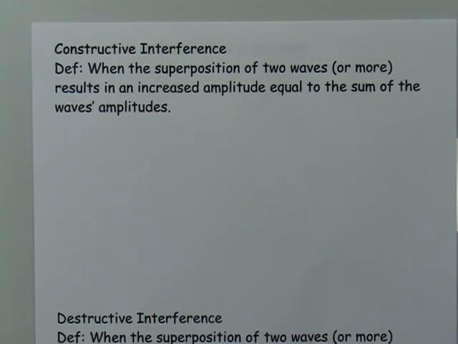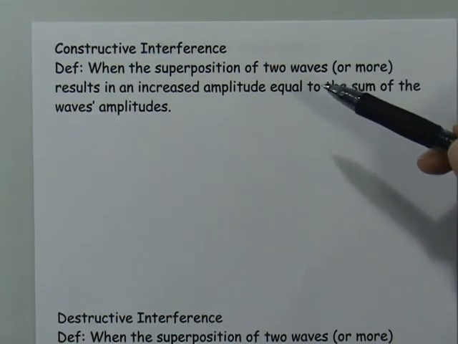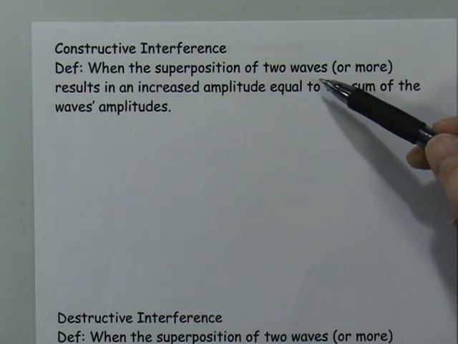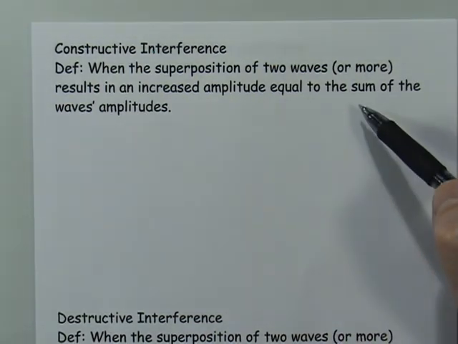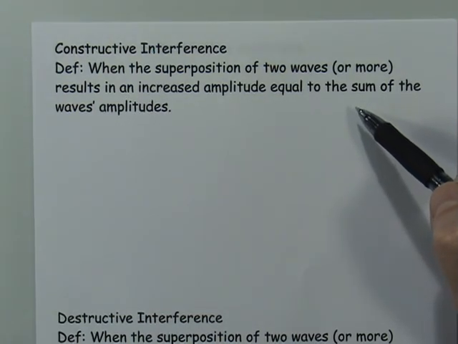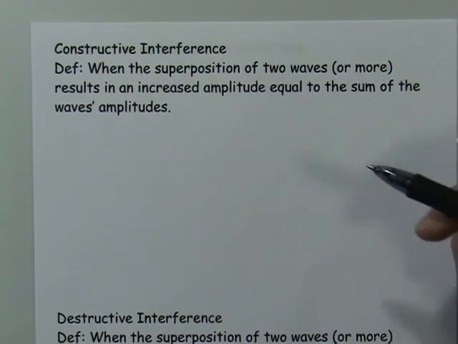Okay, in this video we're going to look at the idea of constructive and destructive interference. This is just a continuation of the idea of the superposition of two waves, but it's going to distinguish between situations which cause an increase in the amplitude by adding the sum of the two waves' amplitudes, compared to a lower or decreased amplitude because the waves don't match each other.